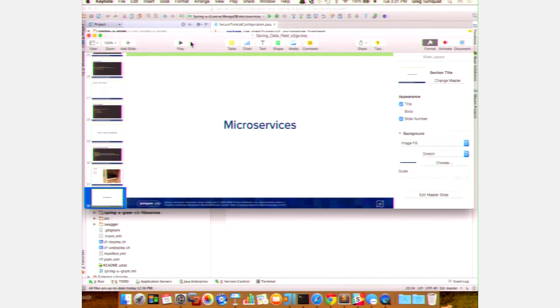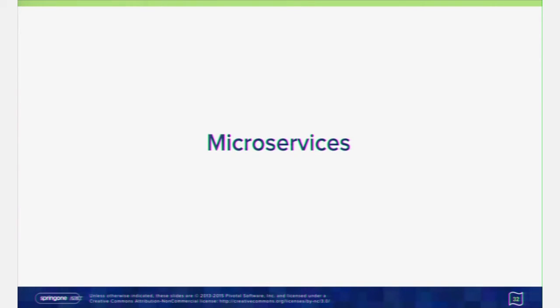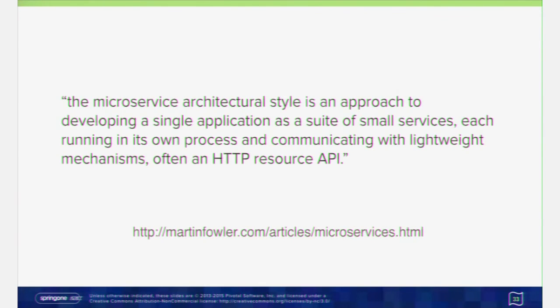Okay, so we're going to move on and talk about the latest and greatest buzzword, microservices, unless there are any other questions. All right, so what are microservices? Martin Fowler's article on microservices says the microservice architecture style is an approach to developing a single application as a suite of small services, each running in its own process and communicating with lightweight mechanisms, often an HTTP resource API. That's a very good article. I recommend looking at it if you're considering using microservice architecture.